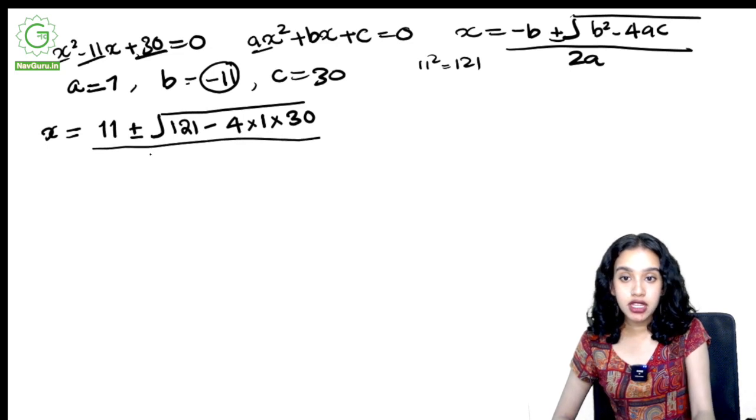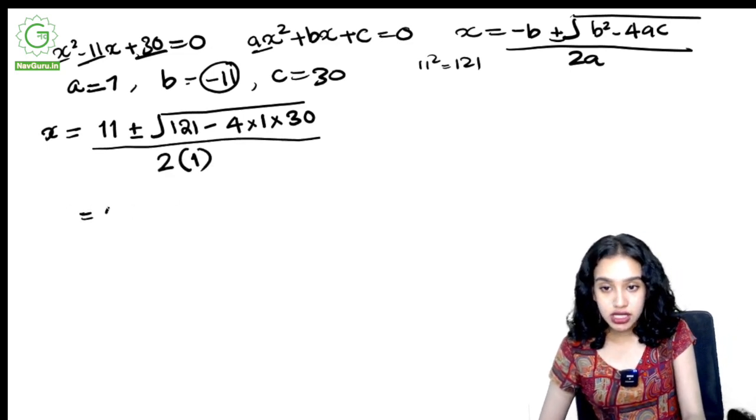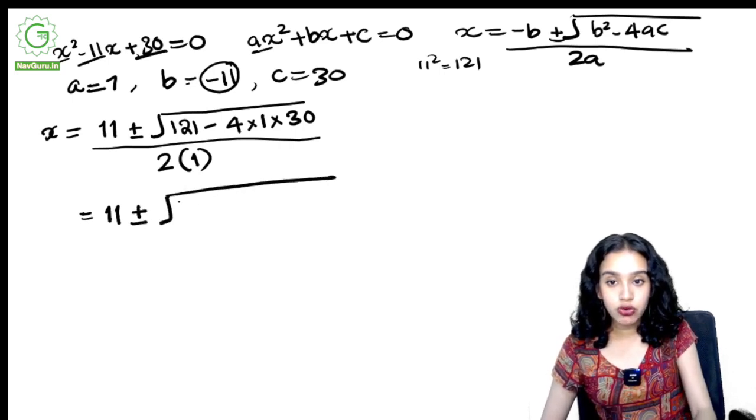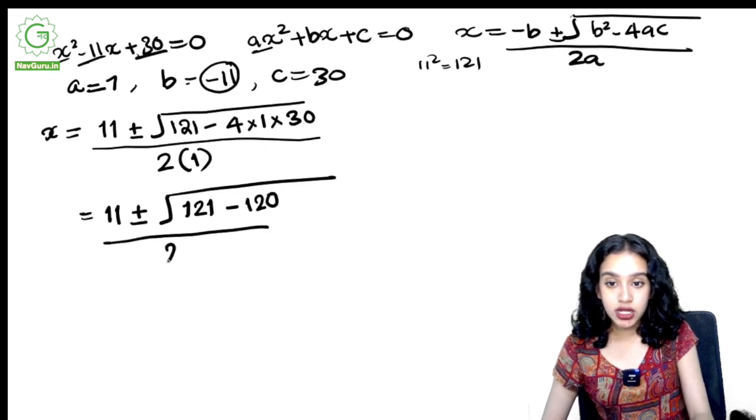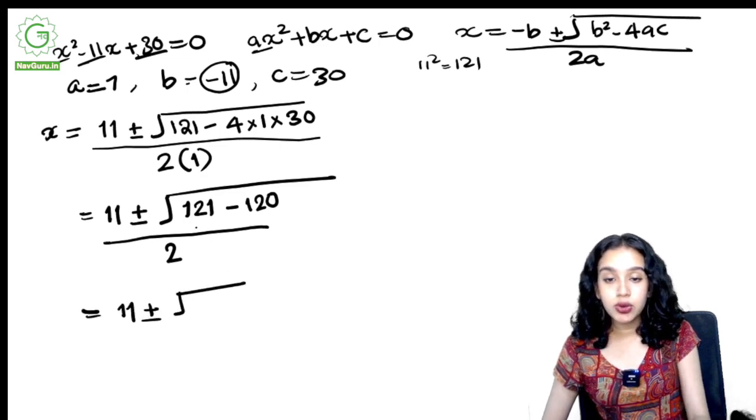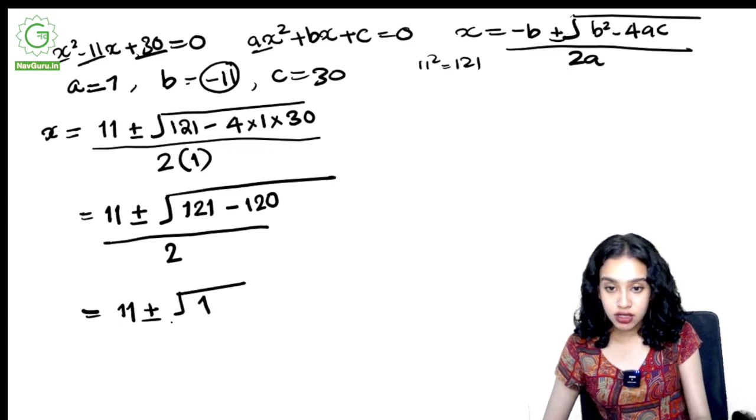Whole divided by 2 times A is 1. So it's 11 plus or minus root of 121 minus, what is 4 into 30? It's 120. 120 into 1 is 120 only. 120 divided by 2 into 1 is 2. Now this becomes 11 plus or minus root of 121 minus 120 is 1, right?